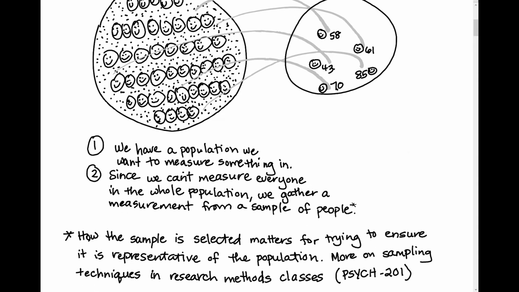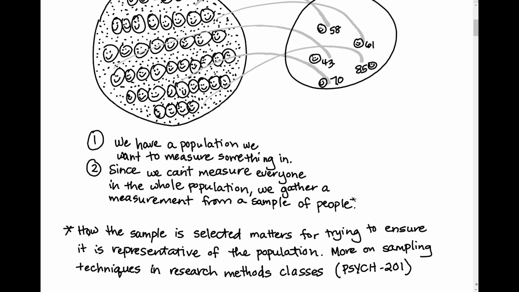Now, of course, I have my little asterisk here. We want to keep in mind that how we select that sample, whether we're randomly picking people out or we're just walking around saying, hey, you want to be in my sample? That matters for trying to ensure how representative our sample is of the whole population. So for example, let me think, I'm so bad at coming up with examples on the fly. I should have thought of this beforehand.